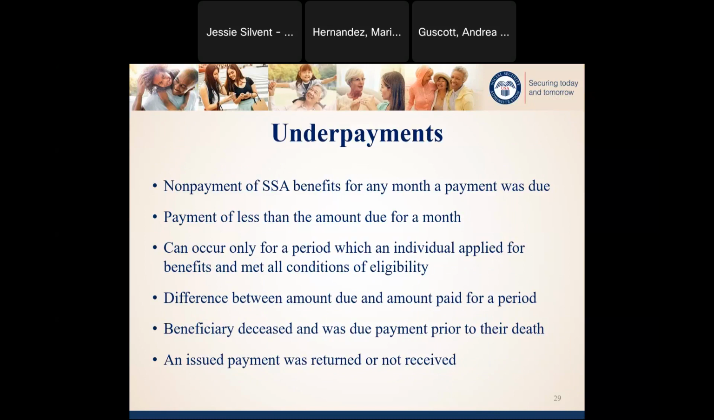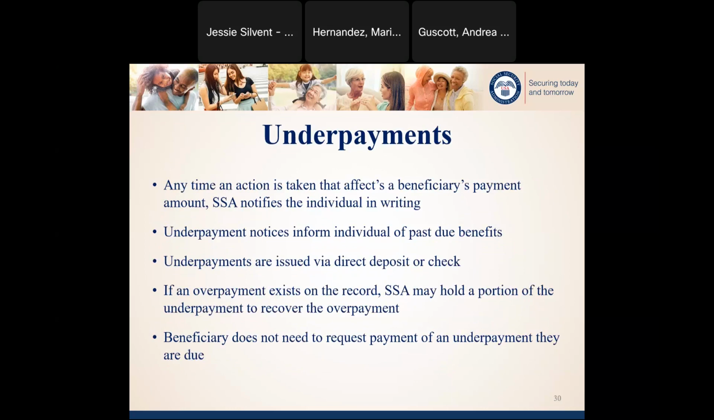So moving into underpayments, simply defined, an underpayment is any monthly benefit or part of a monthly benefit that is due to a person but has not been paid. So it can occur when someone overestimates the amount of money they expect to earn for the year. That in turn causes SSA to withhold an excess of monthly benefits from that beneficiary. And it can also result from a payment being returned or not received. So it can happen when a deceased beneficiary was due a payment before their death, but the payment was perhaps returned to the Treasury. Next slide.